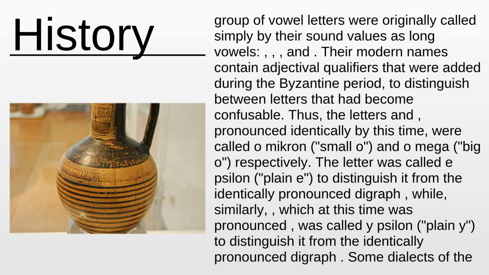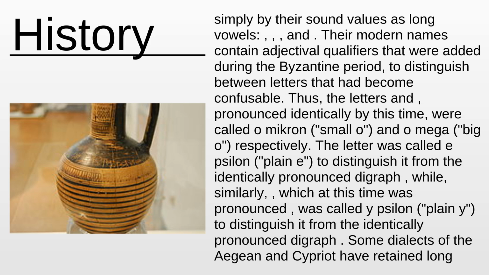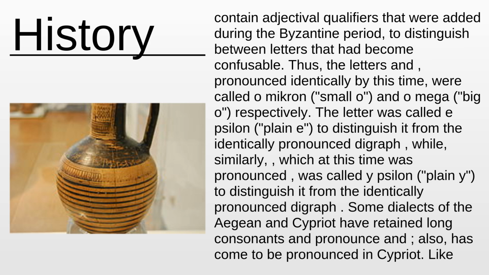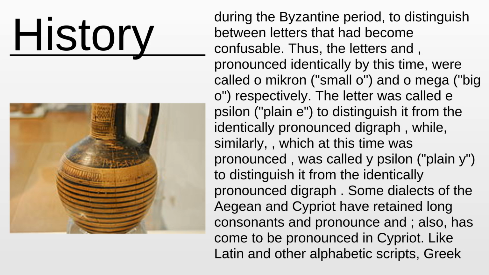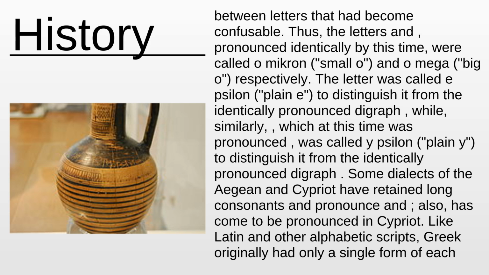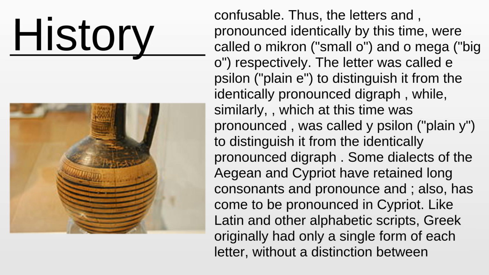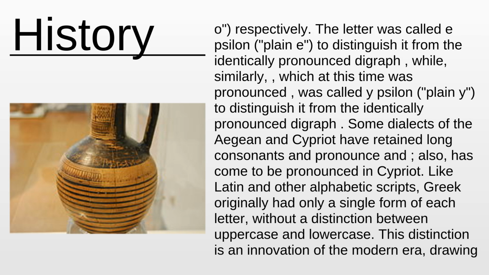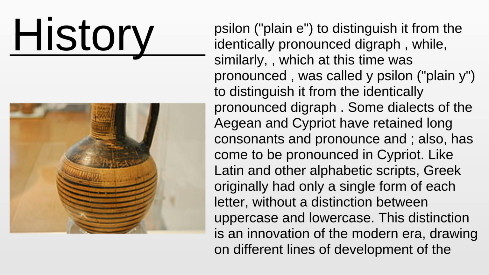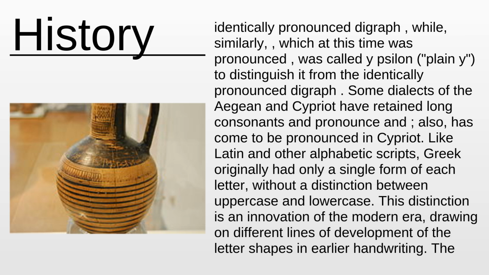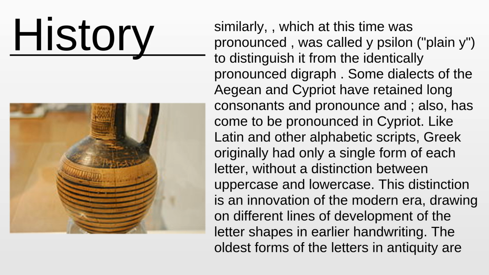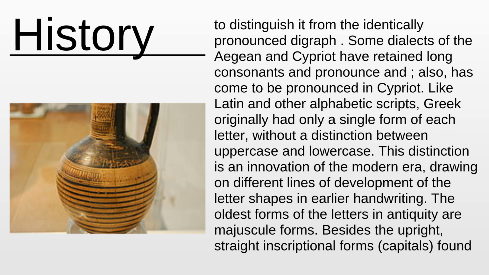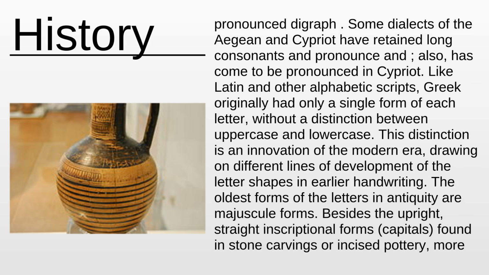The following group of vowel letters were originally called simply by their sound values as long vowels, and their modern names contain adjectival qualifiers that were added during the Byzantine period to distinguish between letters that had become confusable. Thus, the letters omicron and omega, pronounced identically by this time, were called omicron, small o, and omega, big O, respectively. The letter epsilon was called epsilon, plain E, to distinguish it from the identically pronounced digraph alpha-iota, while, similarly, upsilon, which at this time was pronounced like iota, was called ypsilon, plain Y, to distinguish it from the identically pronounced digraph omicron-upsilon.